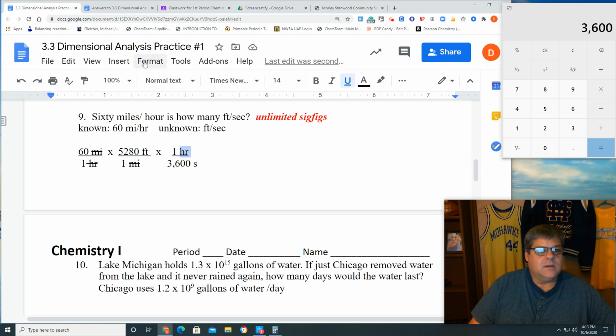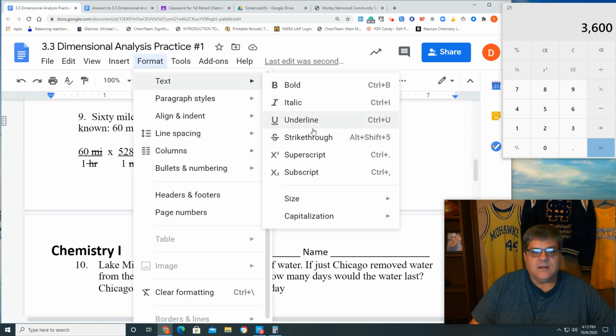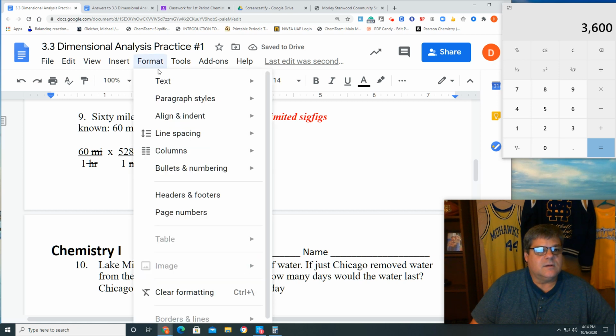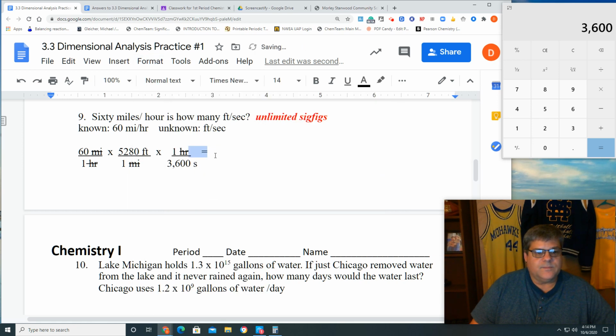So keep your idea of where you're looking and where the units are familiar, which makes sense when we look at this, because I need feet per second. So seconds need to be on the bottom. So when I look at this, that makes sense.